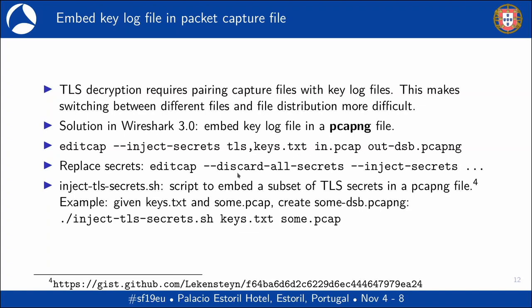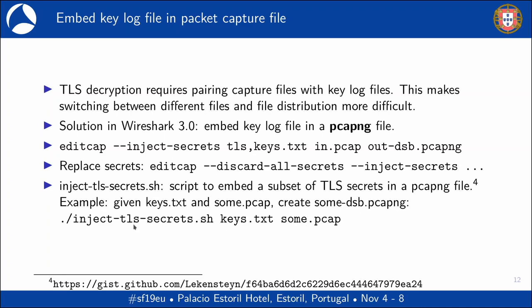To remove secrets, you can also use the discard all secrets option, and replacing is combining the two. It's very common that you're given a keylog file and a capture file, and you probably don't want to remember all options. I also made a convenient shell script, which takes this keylog file and capture file and will write some DSP.pkpng.